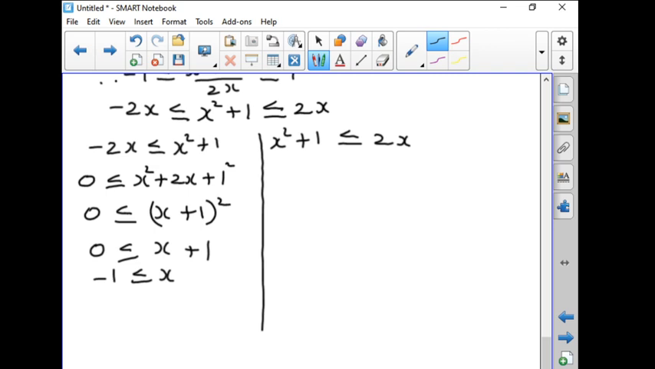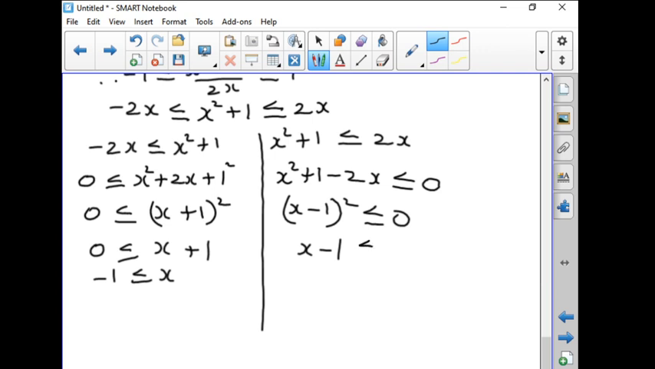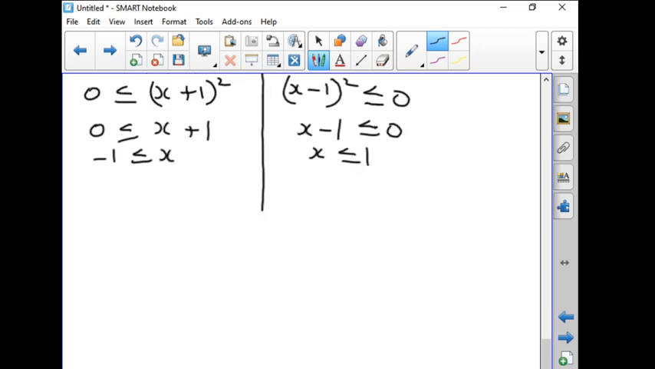Similarly, on the other side, x square plus 1 minus 2x is less than or equal to 0. So what is this now? (x minus 1) the whole square less than or equal to 0. From this we can write x minus 1 is less than or equal to 0, so x is less than or equal to 1. Now combine both. Combining, we can write minus 1 is less than or equal to x less than or equal to 1.